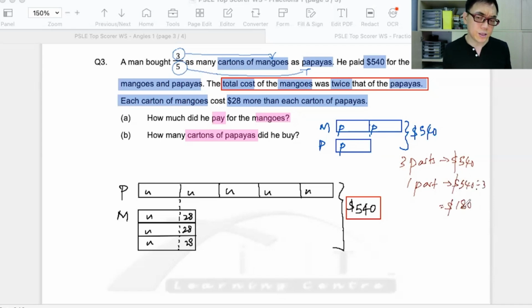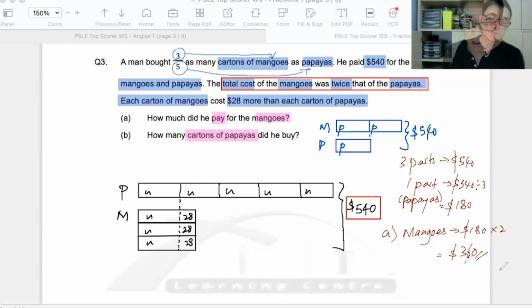Now this 180 is the price of the papayas or the mangoes. So this is the papayas. How much was spent on the mangoes? And that is actually the answer for part A. Because part A is asking you how much he spent on the mangoes. So we are done. This is A. Now I'm going to part B. Question is, how many cartons of papayas did he buy?